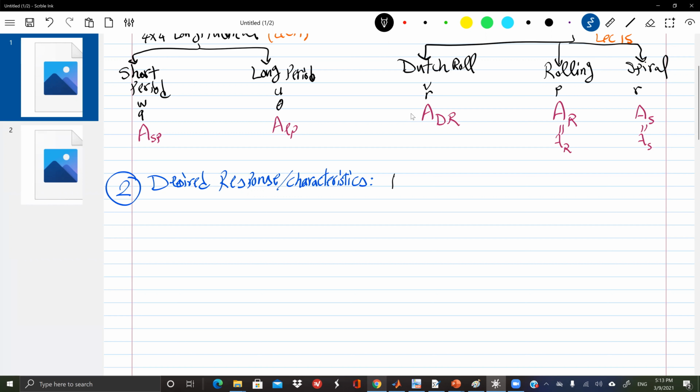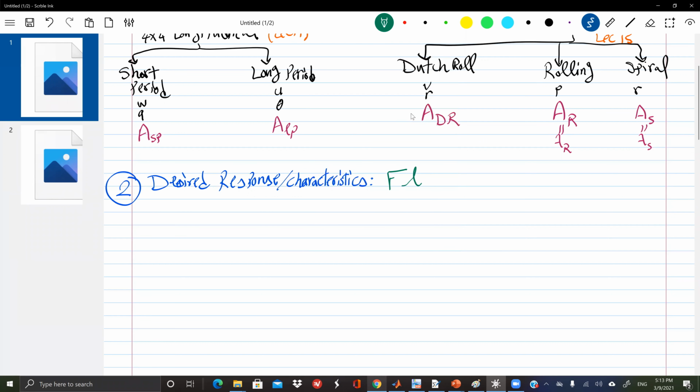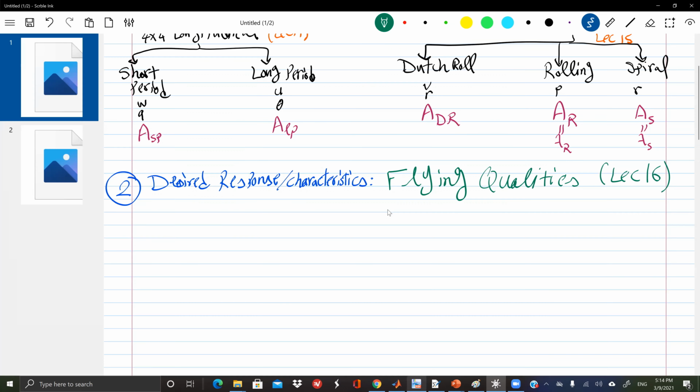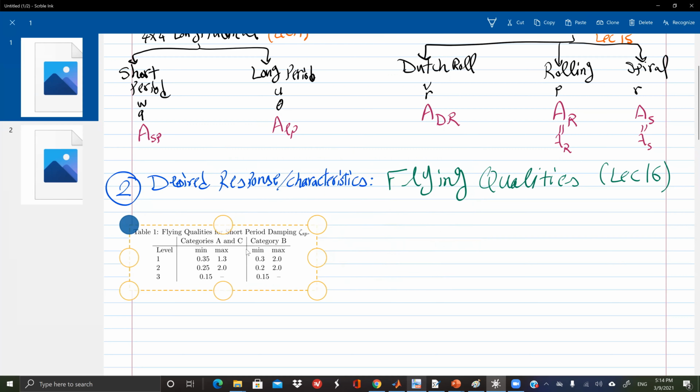So for us here, this is really the flying qualities. The desired response of the airplane is simply what we call the flying qualities or the handling qualities. This was lecture 16, just last lecture. And just to give you one example of these tables, this is, for example, the table for the short period mode.